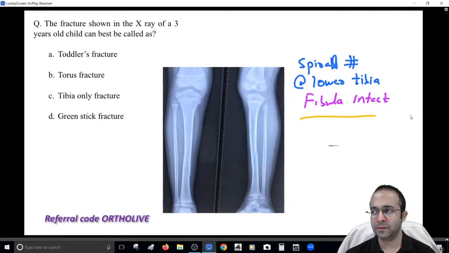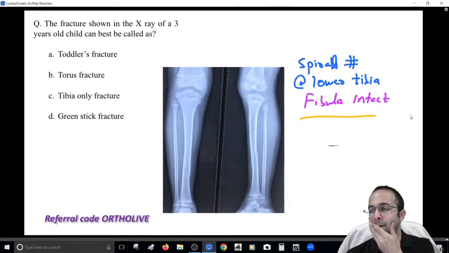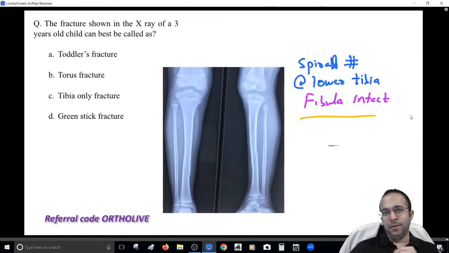So perhaps I'm happy that you guys are clear with this term, that there is a very important fracture pattern you find in children that's called green stick. That's good. Okay, Sumit says no, it's tibia only fracture. Yeah, because it's only tibia that's broken. Well, okay. Shiti said it's torus fracture. So no one is again at the answer. No one is hitting the buzzer.